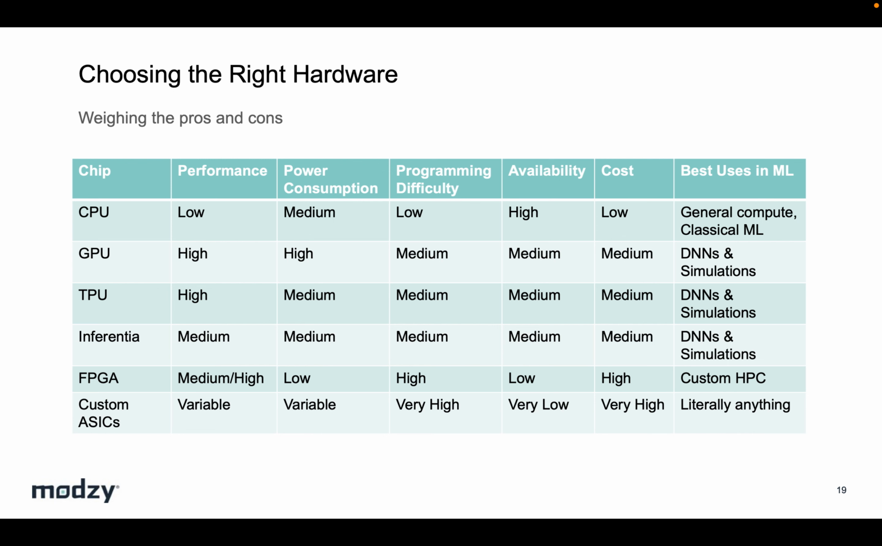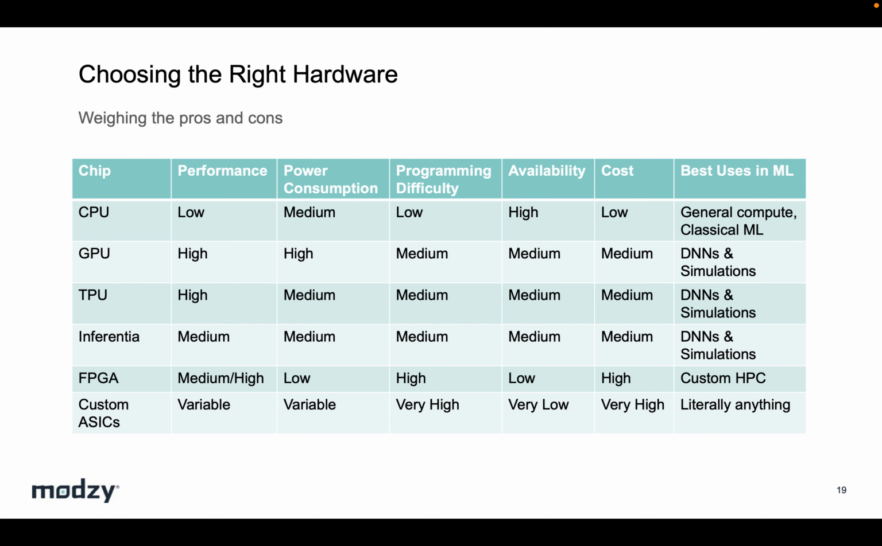So choosing the right hardware, how do you put all this stuff together? I'll share these slides so you can take a look at the details, but as far as machine learning is concerned, there are a few things you can take away from this. For just general compute, just use a CPU. It is the best bang for the buck. Great for classical machine learning. Best software support in the world. You can use any programming language you want. It's hard to beat a CPU for a generic task.